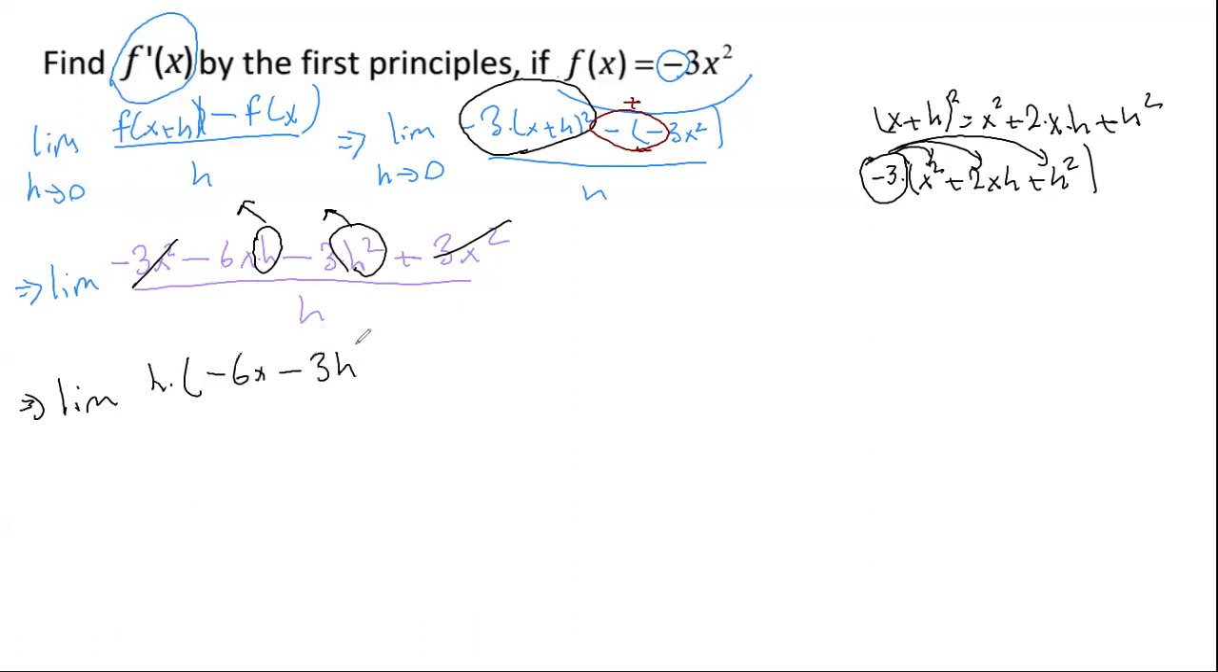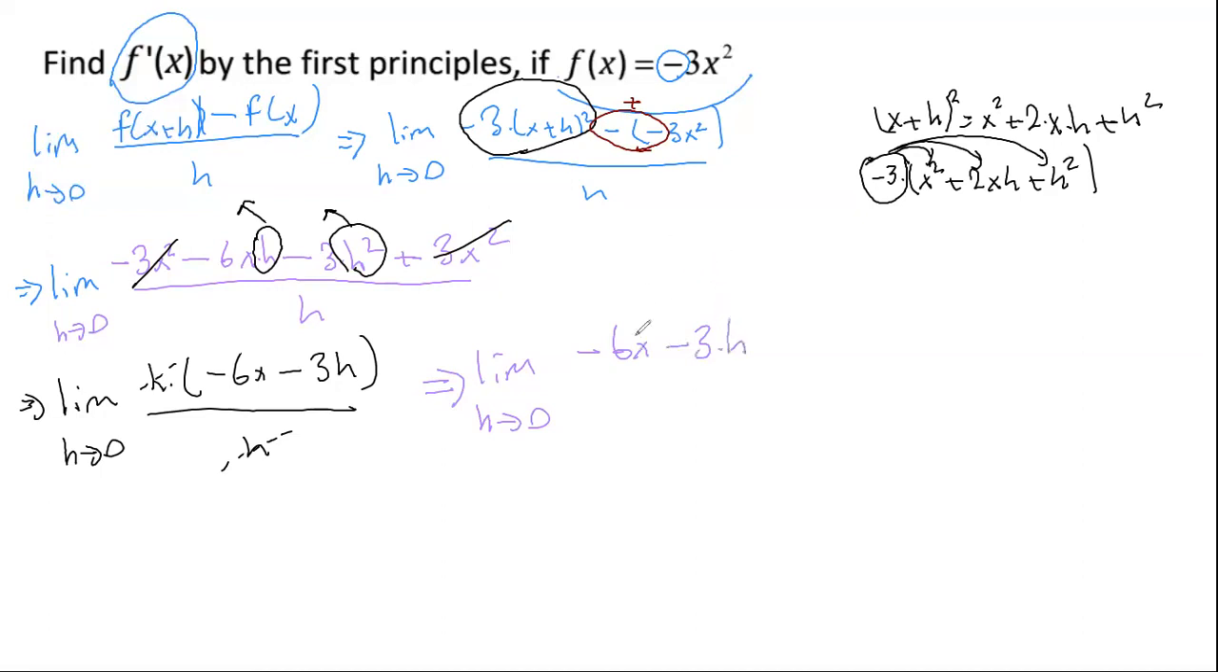negative 3h over h. Honestly, you are going to simplify this h and this h. Basically, by the way, we should put limit h to 0 for all the steps. That will give me, guys, at the end, limit h to 0 of negative 6x minus 3h. The last step, guys, remember, you are just going to place the 0 instead of h. Don't forget that you do this operation at the end of everything. You can't do it in the beginning.